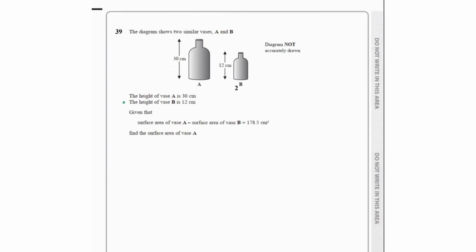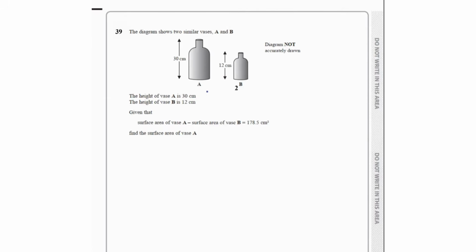Then similar shapes. A question for similar shapes always comes, especially for volume and surface area. So the diagram shows two similar vases A and B. The height of vase A is 30 and the height of vase B is 12. Given that surface area of vase A minus surface area of vase B is 178.5 centimeters squared. Find the surface area of vase A.